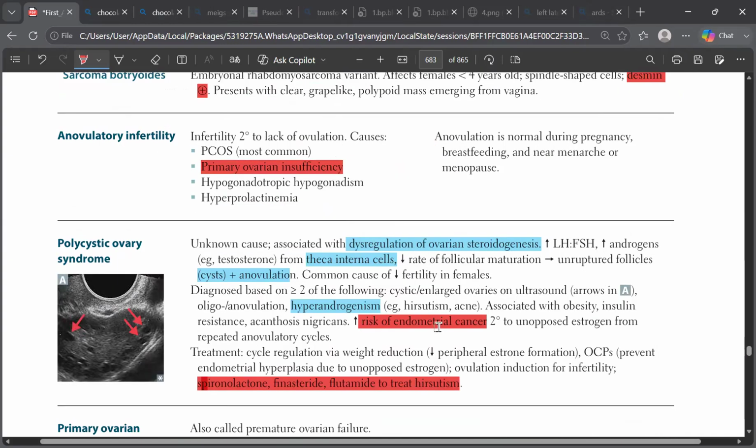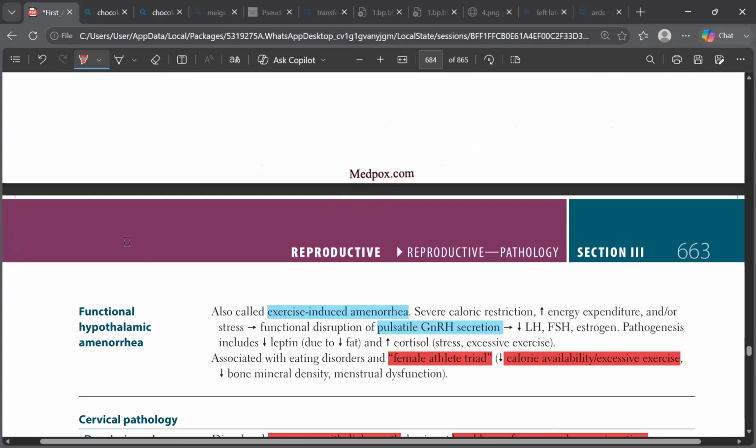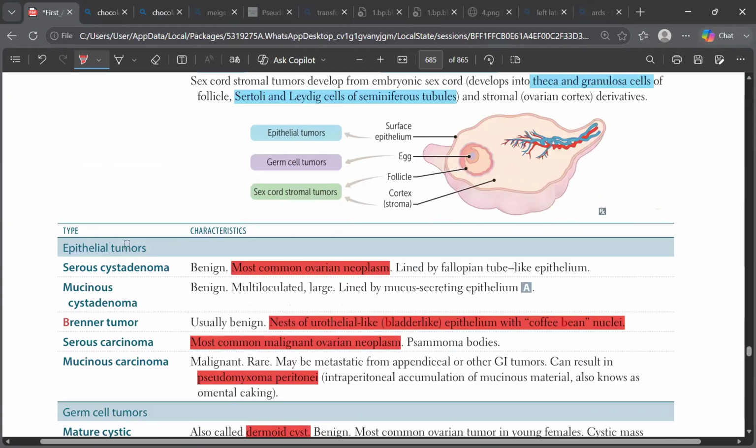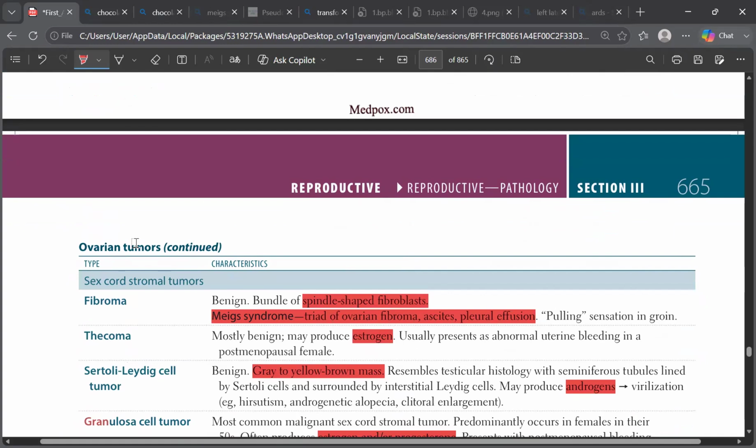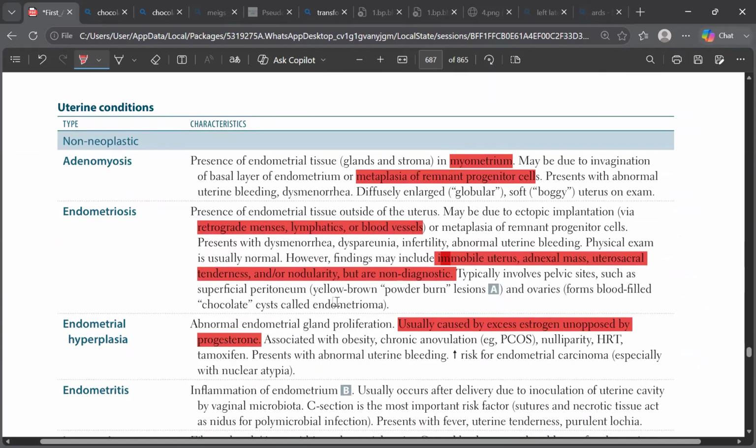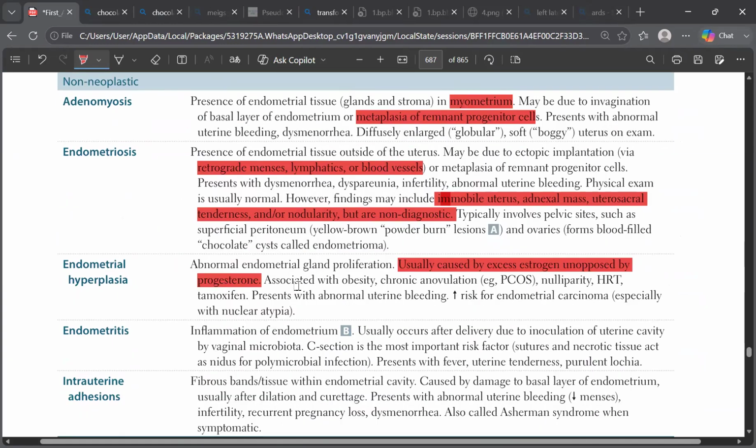Yes, increased risk of endometrial carcinoma because of PCOS due to unopposed estrogen. So unopposed estrogen can cause a lot of endometrial conditions. The first one being endometrial hyperplasia because there's no progesterone, associated with obesity, chronic anovulation, for example PCOS, nulliparity, HRT, and tamoxifen. HRT is hormone replacement therapy, and tamoxifen is a pharmacologic drug that is used against breast cancer.